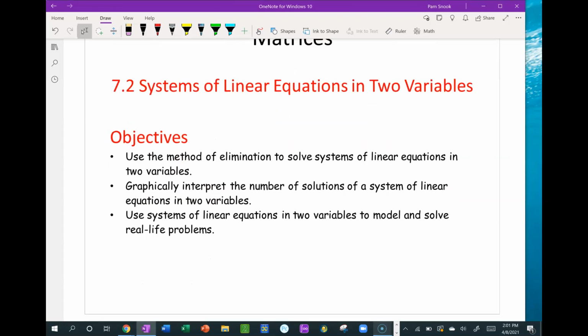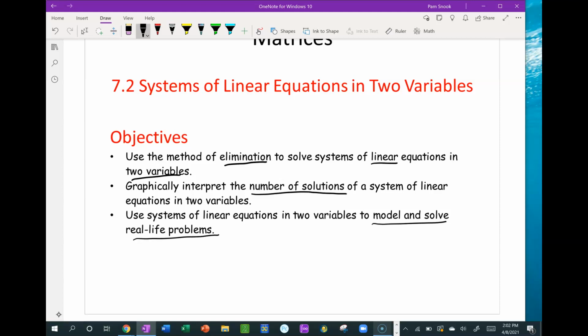Our objectives are to use the method of elimination to solve systems of linear equations in two variables, to graphically interpret the number of solutions of a system of linear equations in two variables, and to use systems of linear equations in two variables to model and solve real-life problems.